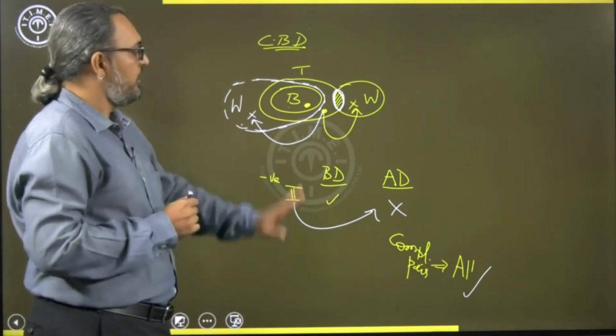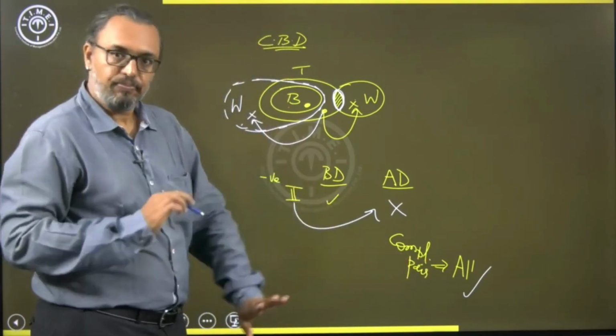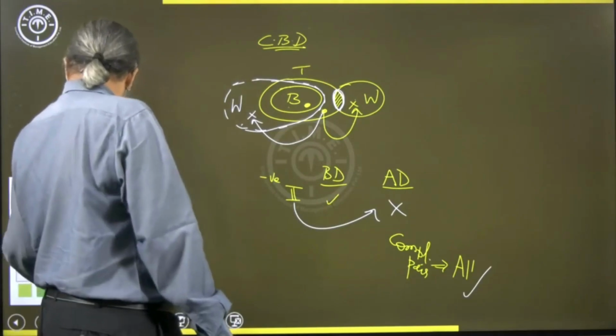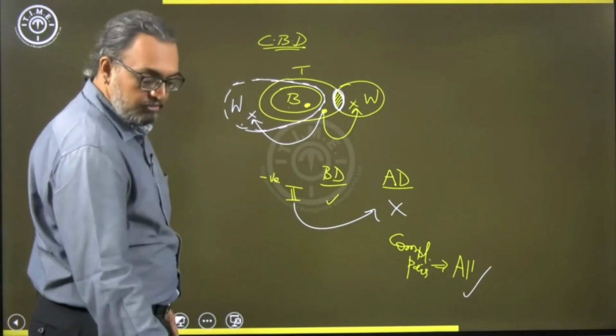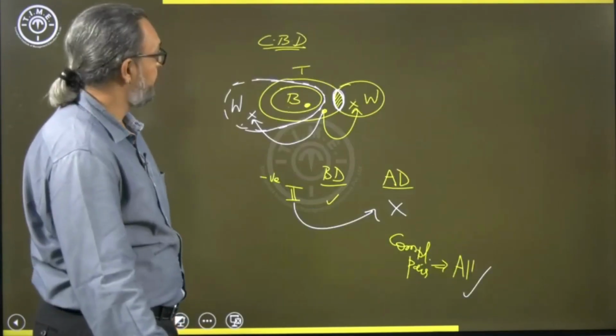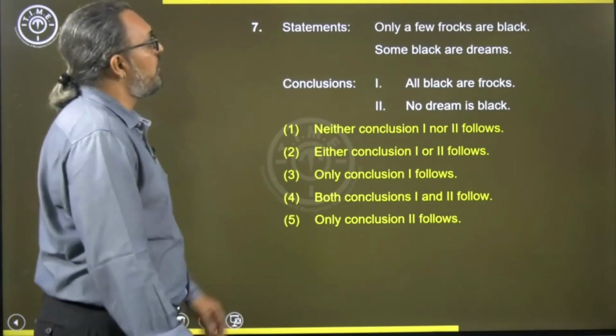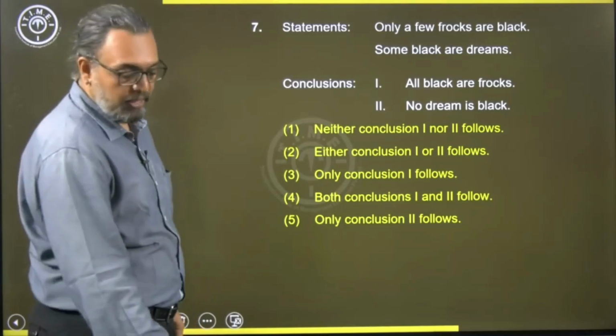So that's why I am able to satisfy the complementary pair, so the negative does not follow. That's it. Okay. So that is why we will get our answer as neither 1 nor 2. Then, yes, next we have is only a few frocks are black.